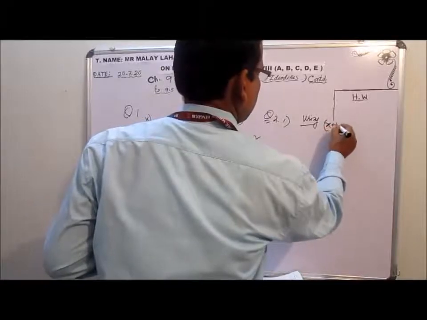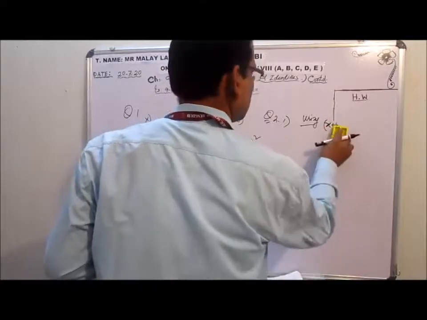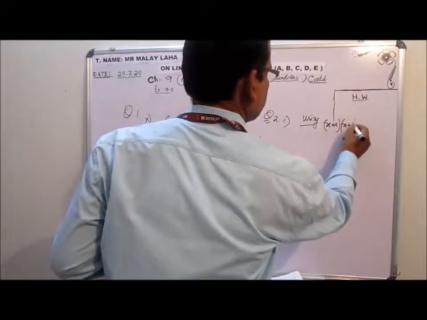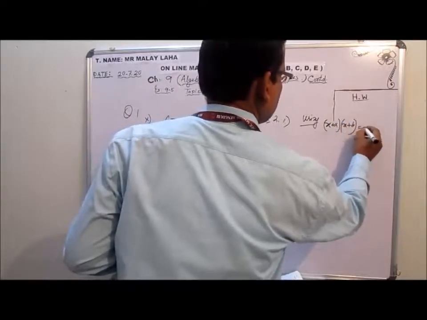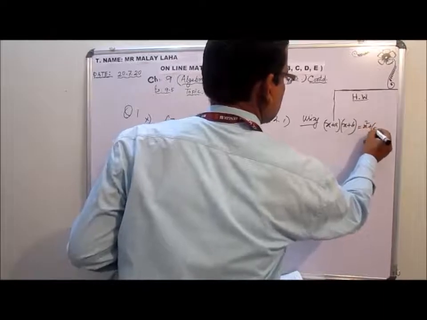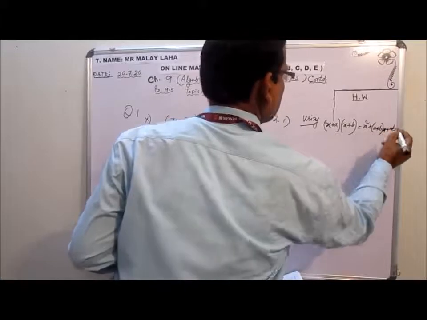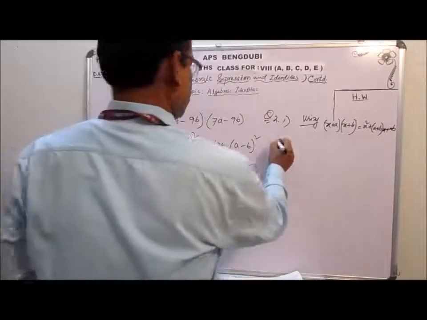(x + a) into (x + b) equals x square plus (a + b) into x plus ab. That identity you have to follow in each case.